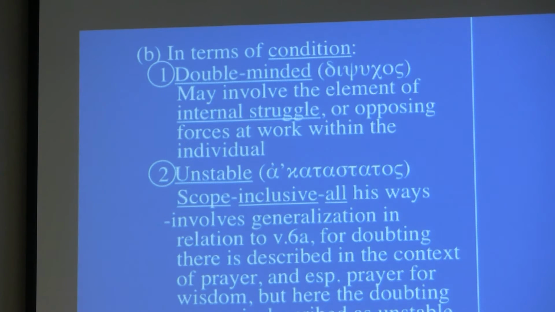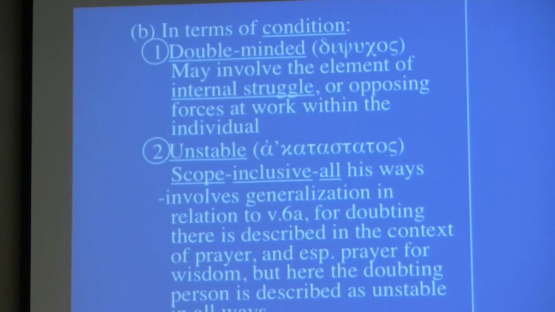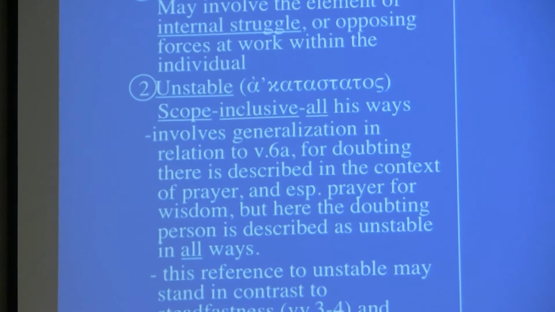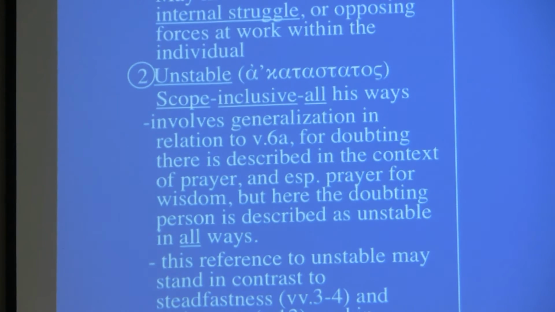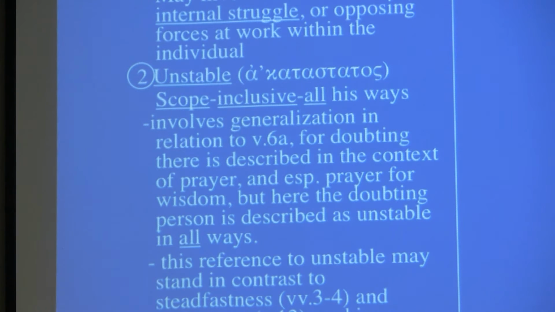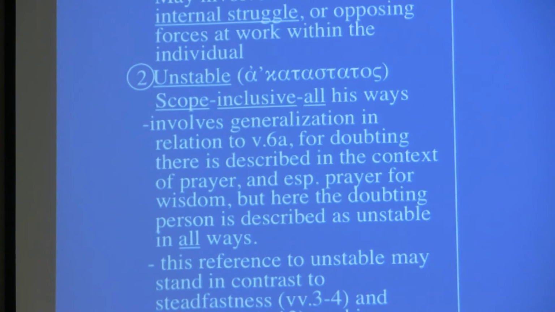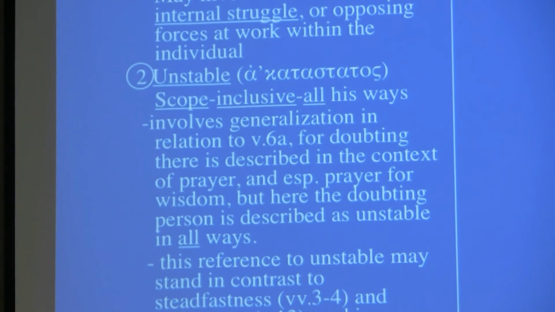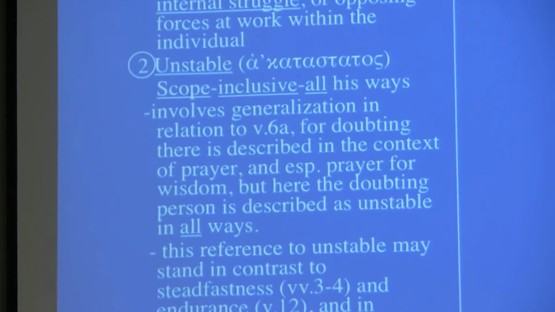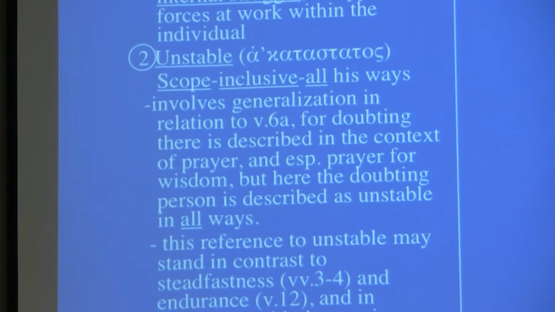Again, this is a logical observation. What kind of issue is suggested here? Internal struggle, double-minded, opposing forces at work within the person, and unstable in all his ways. Note, again, the word all points to inclusive scope. Unstable in all his ways, which really involves a generalization in relation to verse 6a: let him ask in faith with no doubting, that is to say, without any doubting pertaining to God's commitment to giving. Here he says, though, that such a person is unstable not simply in terms of doubt regarding God's commitment to giving, but is unstable in all his ways.